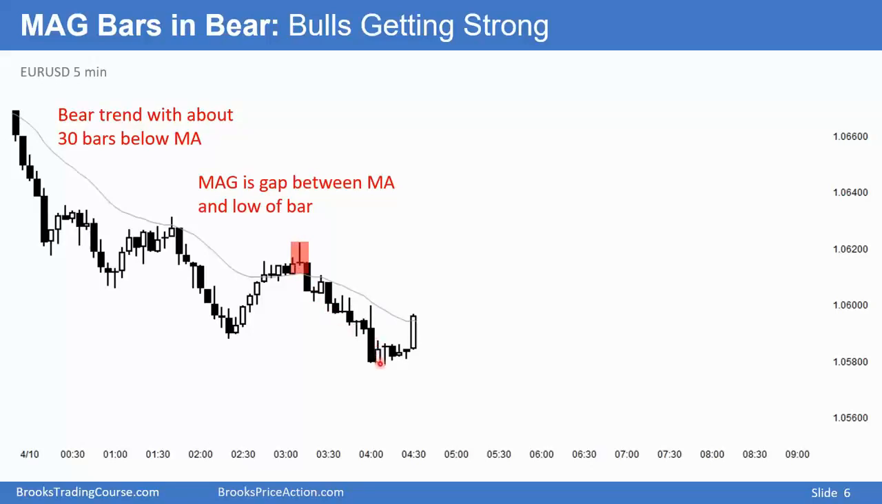60% chance the bear trend will resume and attempt to form a major trend reversal. We got a lower low and we're trying to reverse up. 60% chance the bears will get a major trend reversal attempt after a gap bar in a bear trend. 40% chance the major trend reversal will lead to a bull trend. 60% chance the major trend reversal will lead to another bear flag and another leg down or a trading range.